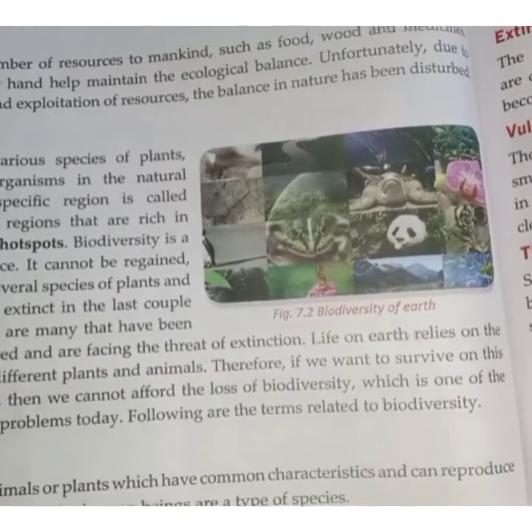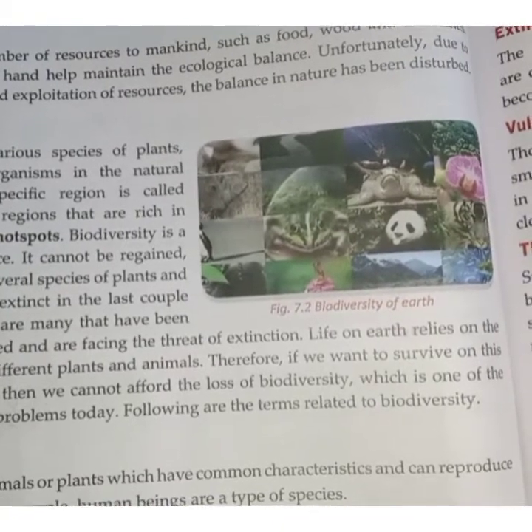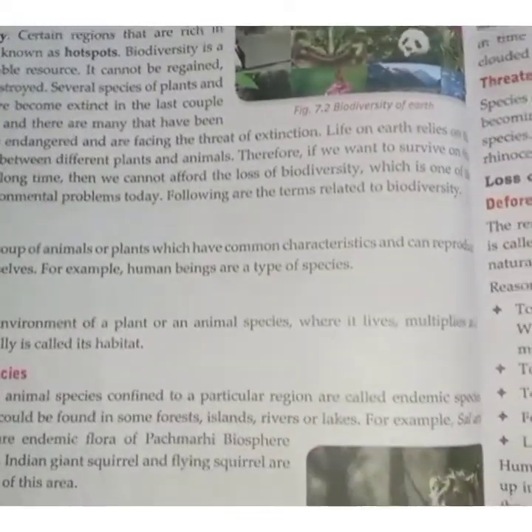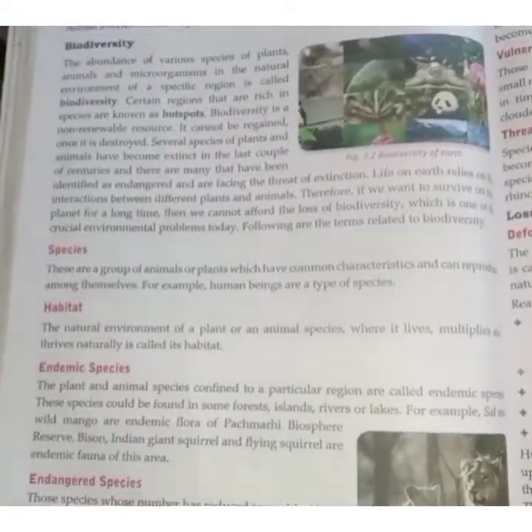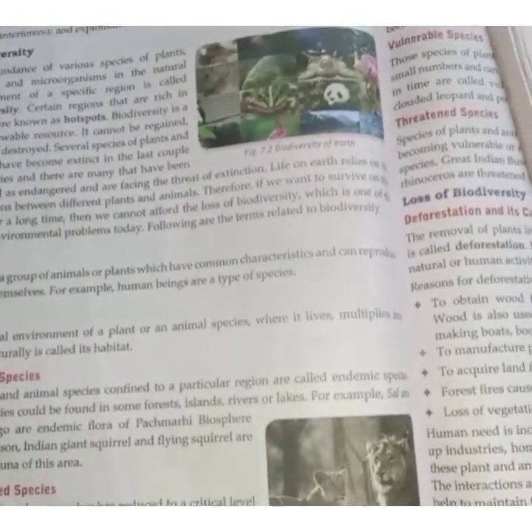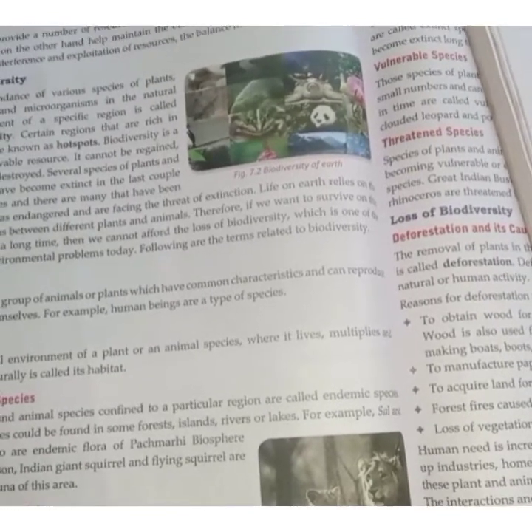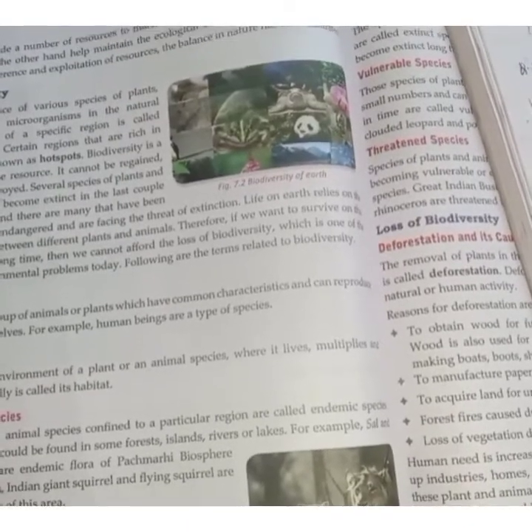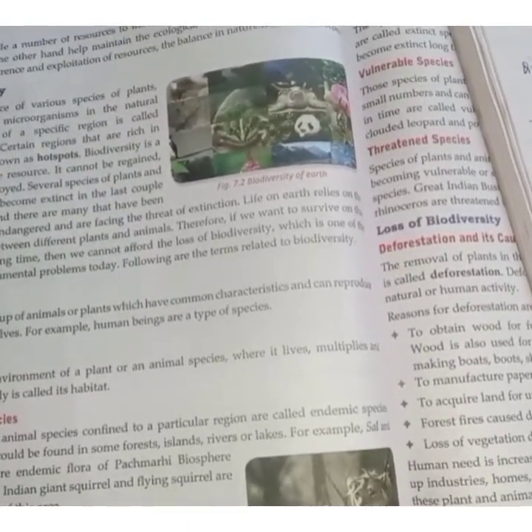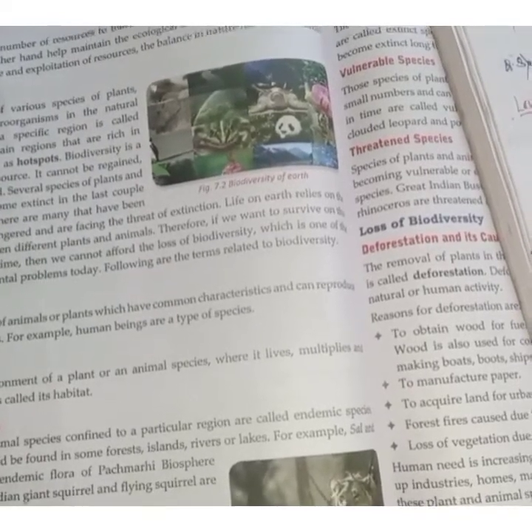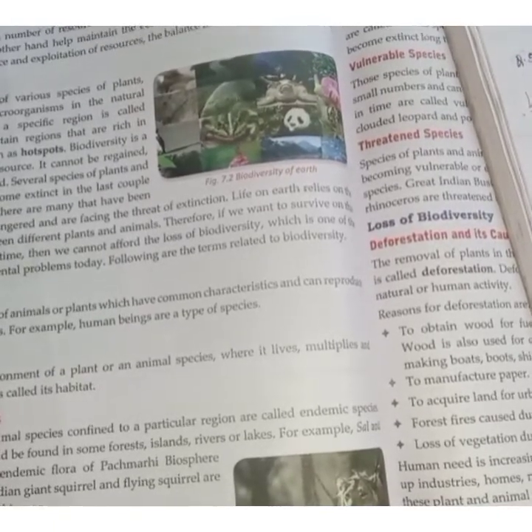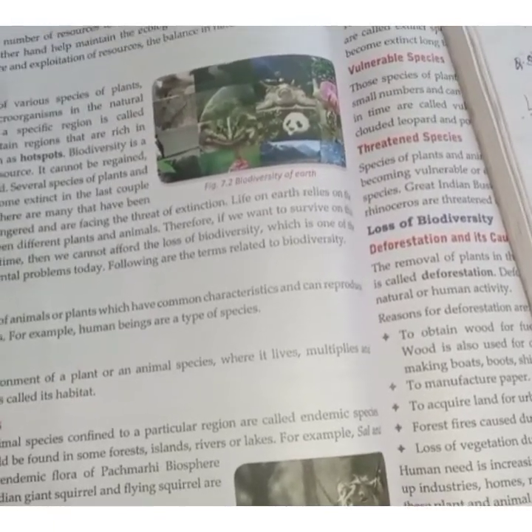Here we have to know about some terms related to biodiversity. What are they? Species, habitat, endemic species, extinct species, vulnerable species, threatened species, etc. Now, you have to make one list of the plants and animals which have already become extinct, which are endangered, which are rare, and which are on the verge of extinction. Make one table and list the names of plants and animals as your homework and show it to me.